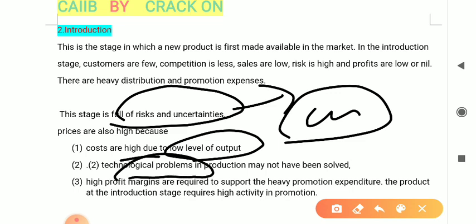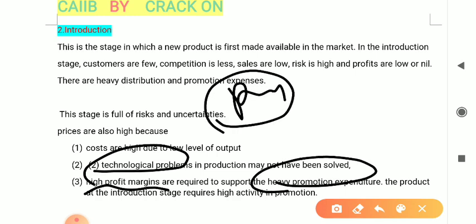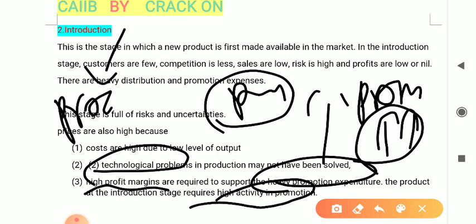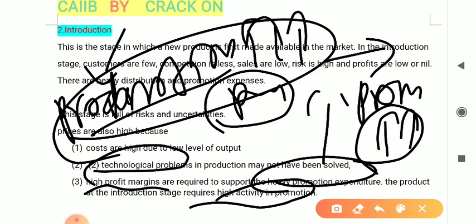Technological problems may occur in the production, may not have been solved, and there will be some technological issues, so high profit margins are required to support the heavy promotion. So we need profit margin too, because there will be heavy promotion in this stage. To face the promotion we need to invest more and more. So the product in the introduction stage requires high activity in production. In the product introduction stage, the more important thing is promotion, right? This should be more focused, then only the product will be known to the customers, right?